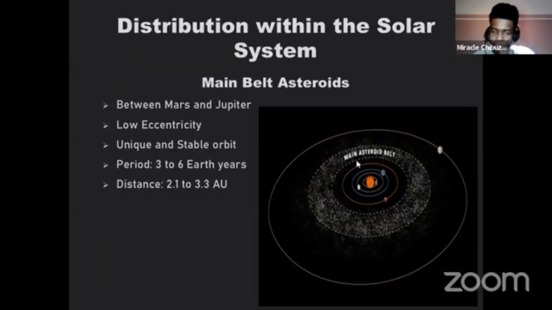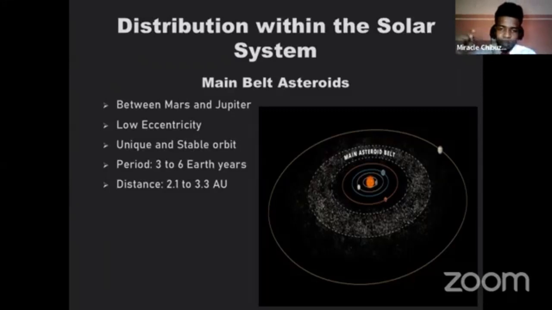Now these asteroids have low eccentricity. Let me give you an idea. A perfect circle, not the one you draw, the theoretical circle, has zero eccentricity. So if you hear that something has low eccentricity, it means that it is almost like a circle.